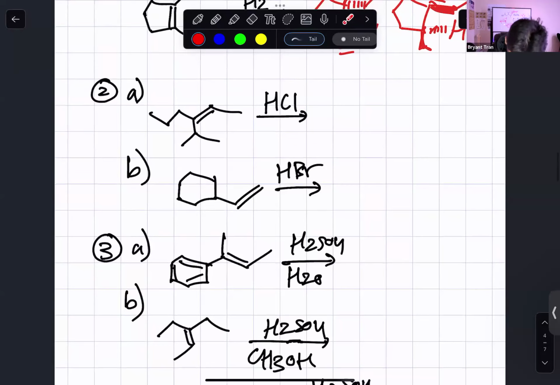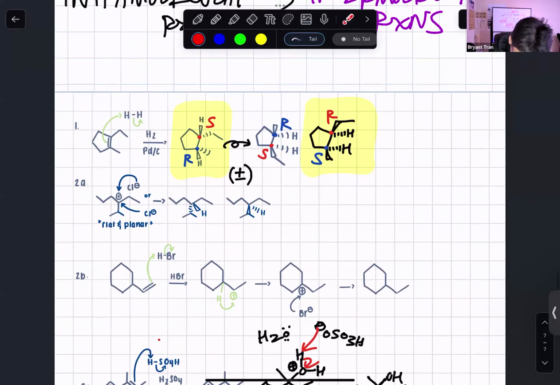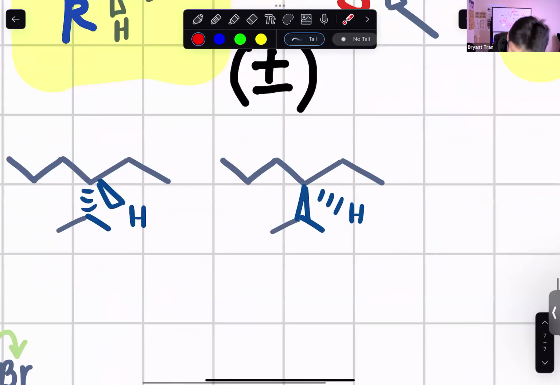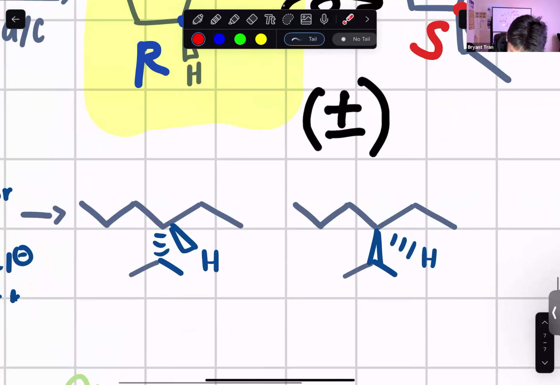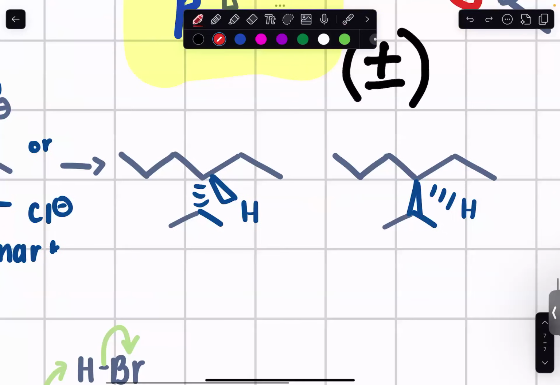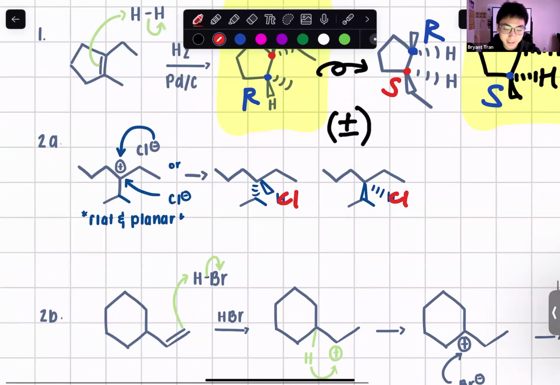2A. Yes, we protonated the alkene to form this flat and planar carbocation, an sp2 carbon. So when the Cl minus attacks that carbon, it could attack on either side. And this won't be hydrogen here. It would be the chlorine that attacked that carbon. Right, like that. But you got the stereochemistry correct, and that is good.